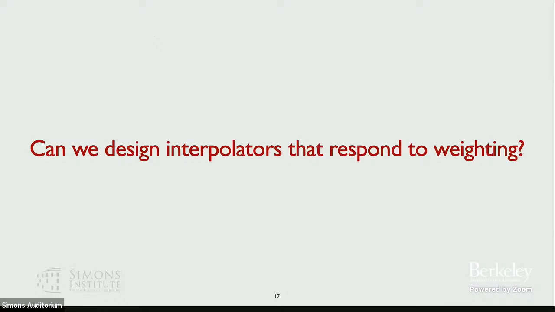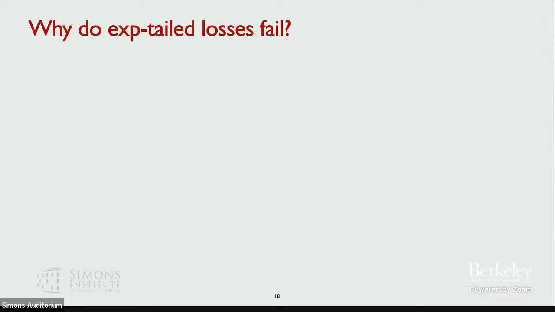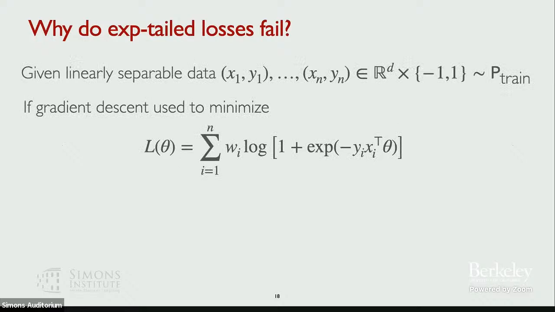That is, can we build overparameterized classifiers that have all of the benefits that we see with overparameterization in the standard IID setting, but also respond to reweighting? To do that, we first want to understand why exponentially tailed losses like the cross entropy or the logistic loss fail. We're going to consider linearly separable data, x1, y1 up to xn, yn, and look at linear classifiers. The classifier is just xi transpose theta, and we are minimizing this reweighted loss.